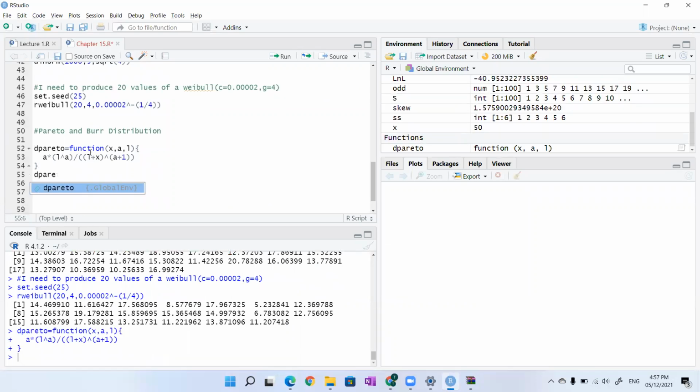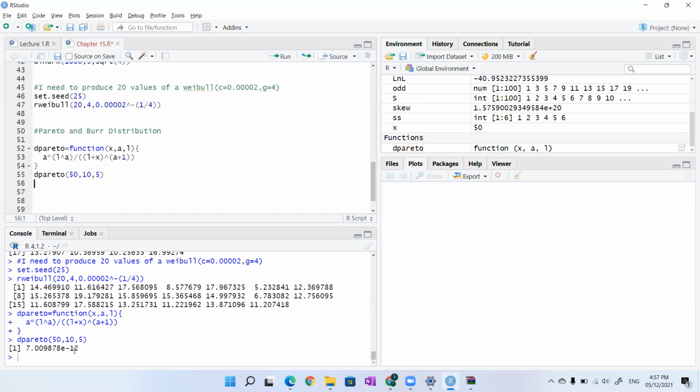Now you write D Pareto. Suppose you want to find for 50, given your alpha is 10 and your lambda is 5. Just like that, you got your answer. It's always that way. Similar thing you will do for D Burr also.